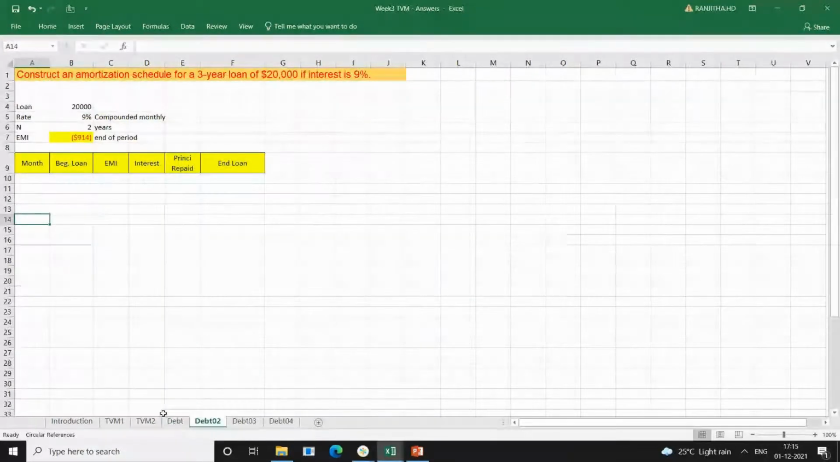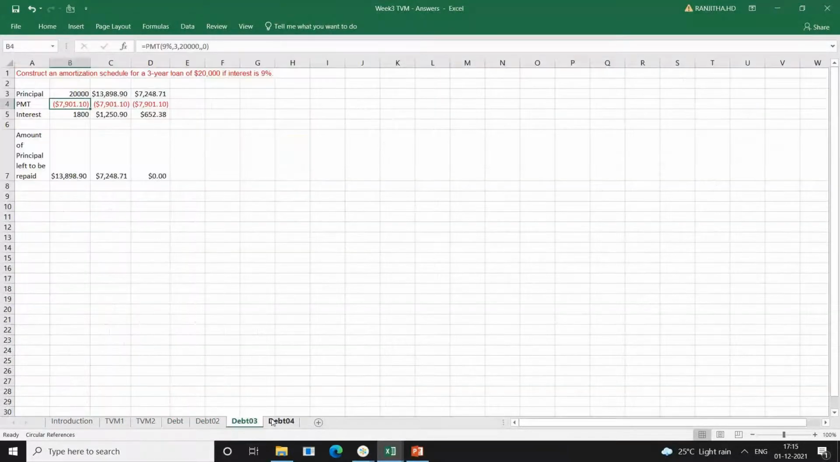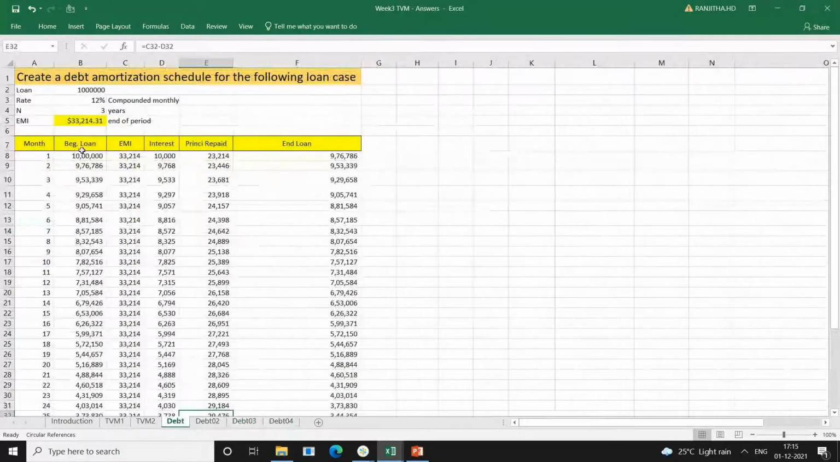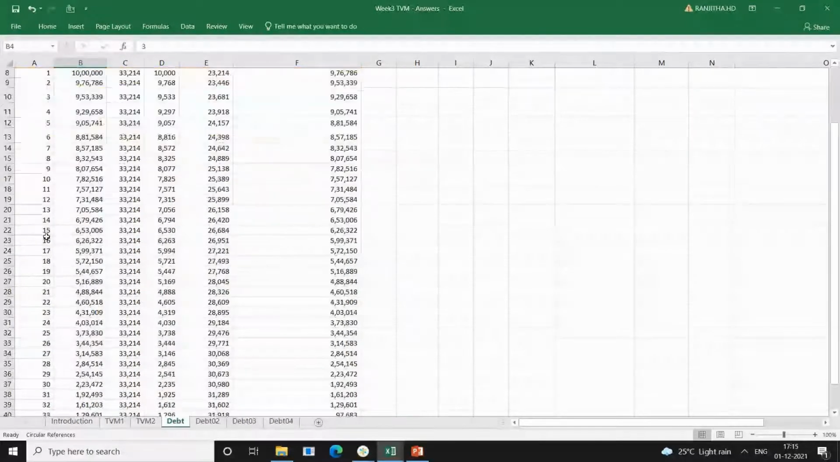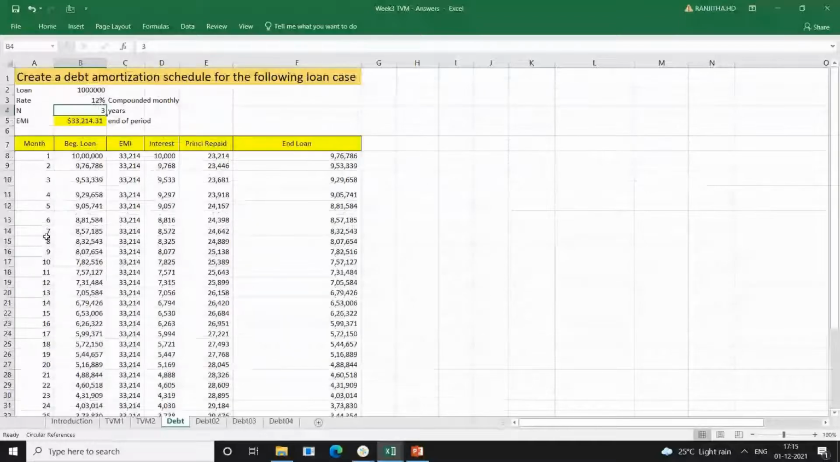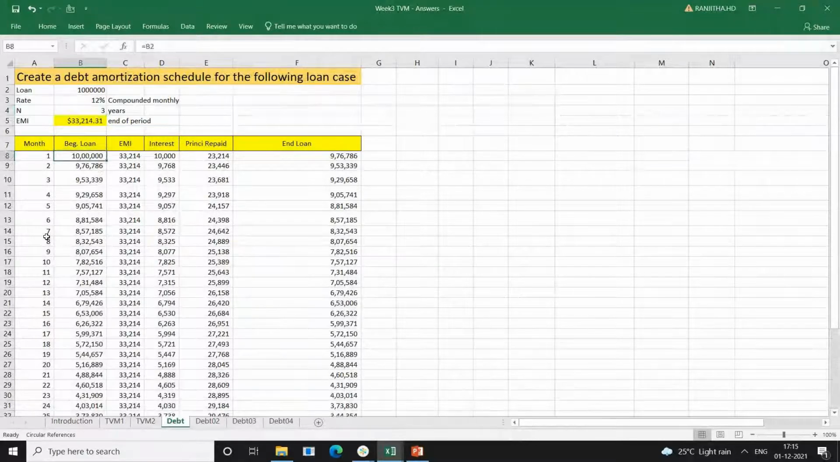Okay. Now see, first you need to take the months. So how many months have they given? Say, for example, they have given 3 years. Now I need to take 3 times 12, so 36 months I will be giving. What is my loan amount? So EMI is 33,214. Interest rate, how do I find it out?